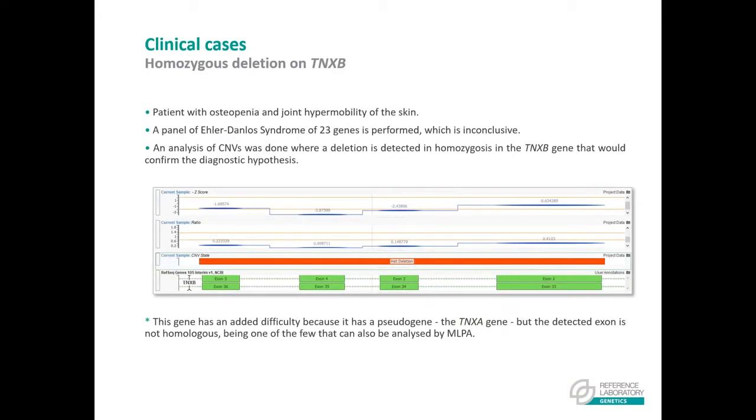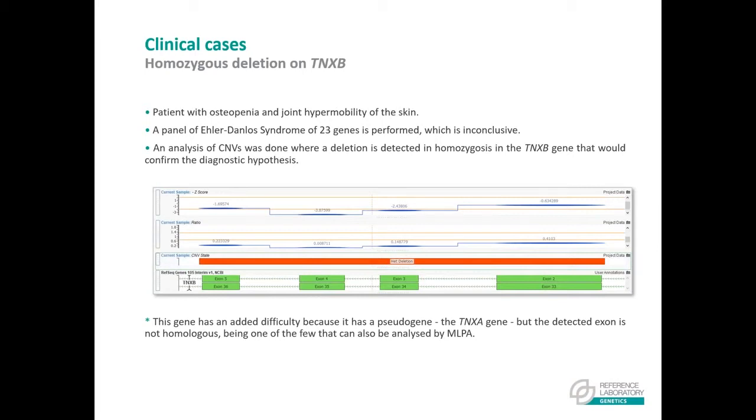The following case was advanced previously. We have a patient with joint hypermobility of the spine, of whom a possible Ehlers-Danlos syndrome is suspected. As in the previous case, the single nucleotide variant analysis was not conclusive. When performing the analysis of copy number variants, a homozygous deletion was detected in exon 35 of the TNXB gene that would confirm the diagnostic hypothesis.